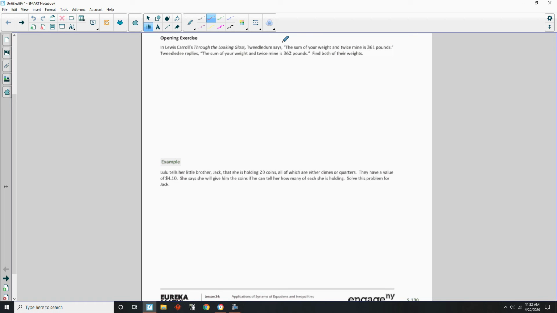So the first thing we have to do is represent what we're going to let our variables equal. So we're going to let x equal the number of pounds Tweedledee weighs, and we're going to let y equal the number of pounds Tweedledum weighs. Okay, so then we're going to set up equations.